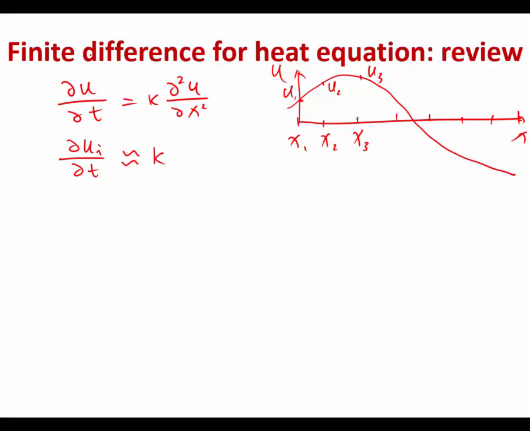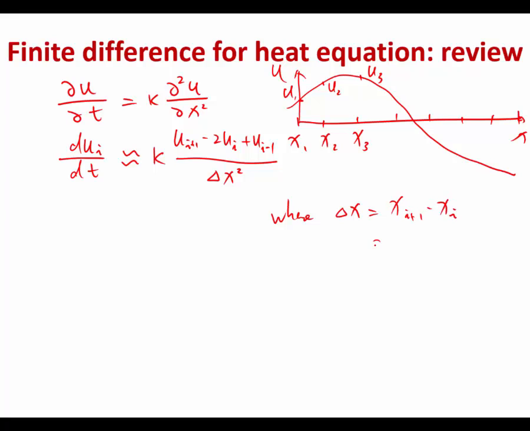And we approximate the derivative. Now it's no longer a partial derivative because each ui does not depend on space. It's just a function of time. So the ordinary derivative of ui with respect to time is approximated by the same kappa times ui plus 1 minus 2ui plus ui minus 1 divided by delta x squared. All right, where delta x is the spacing between adjacent grid points. And here we assume we have a uniform spacing.